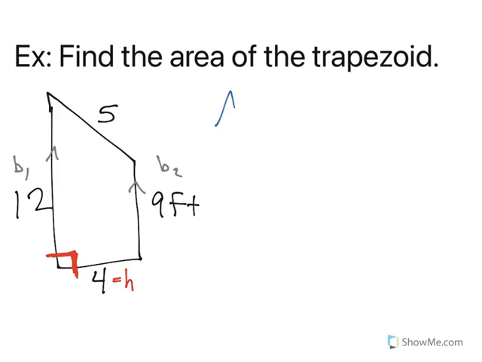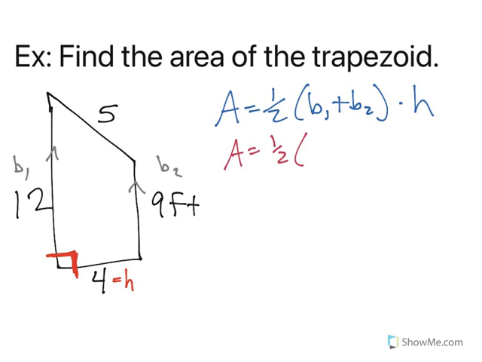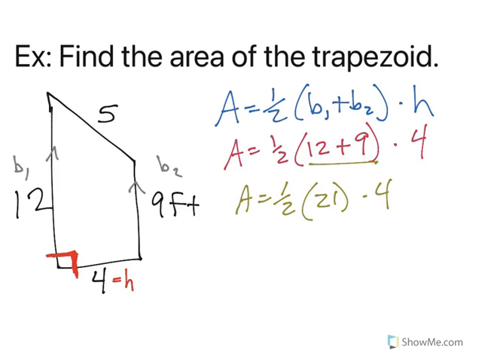So now when we're looking at our area of a trapezoid, we have 1/2 times (base 1 plus base 2) times the height. So let's plug in what we know. Base 1, as I said, is 12, base 2 is 9. Again, it doesn't matter which one is base 1 or base 2, it works the same, times the height. All right, so now let's add inside parentheses. So 1/2, 12 plus 9 is 21, times 4.